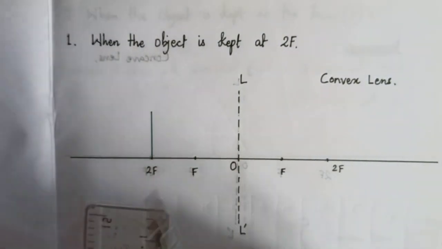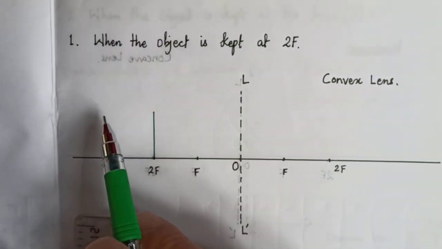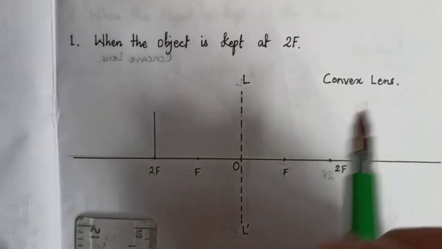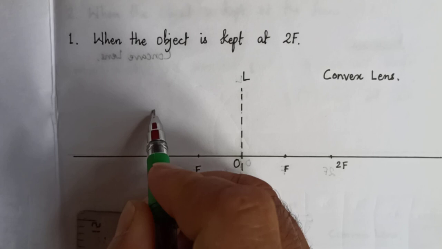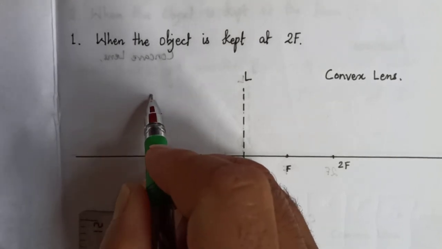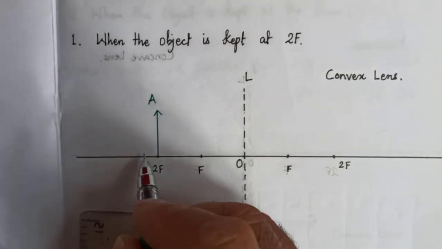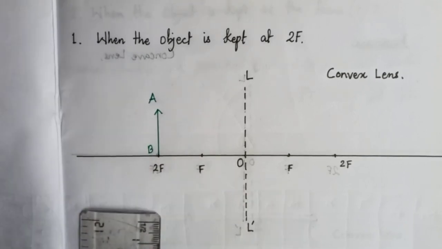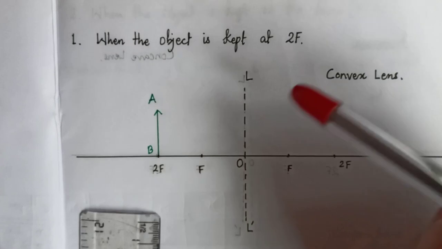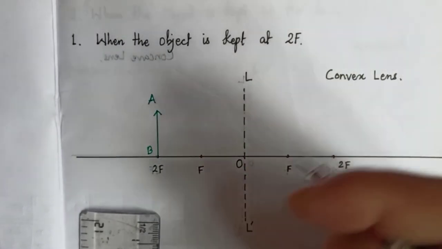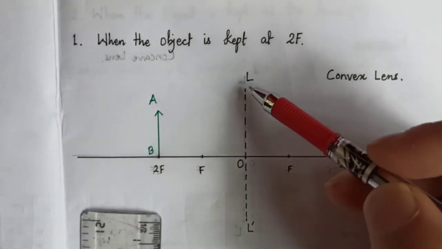In front of the lens means the left side is taken as the front of the lens and the right side is behind the lens. So this is the object, and the object can be marked as AB. When you take the height of the object AB, you should keep in mind that this height should be less than this OL.